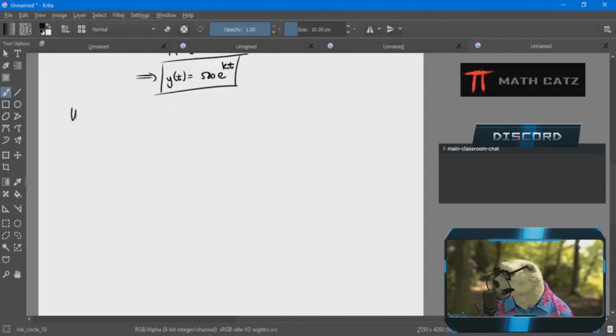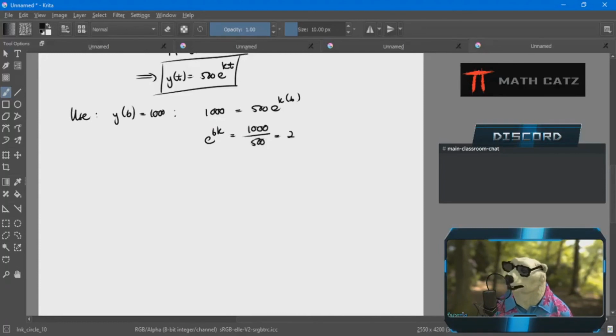So in this case, the information is the fact that after 6 months, I have 1,000 fish. Let's use that. Plug in 1,000 for Y. Plug in 6 for T. And e to the 6K equals 1,000 over 500, or in this case 2. So 6K equals natural log of 2, and K equals natural log of 2 over 6. Let's see what that is.